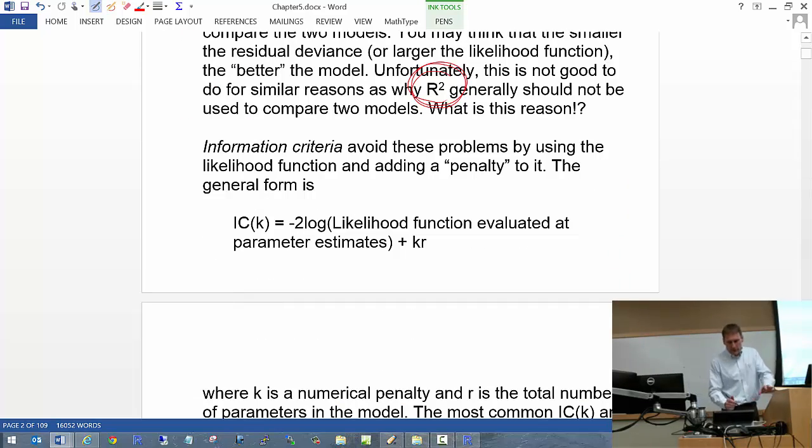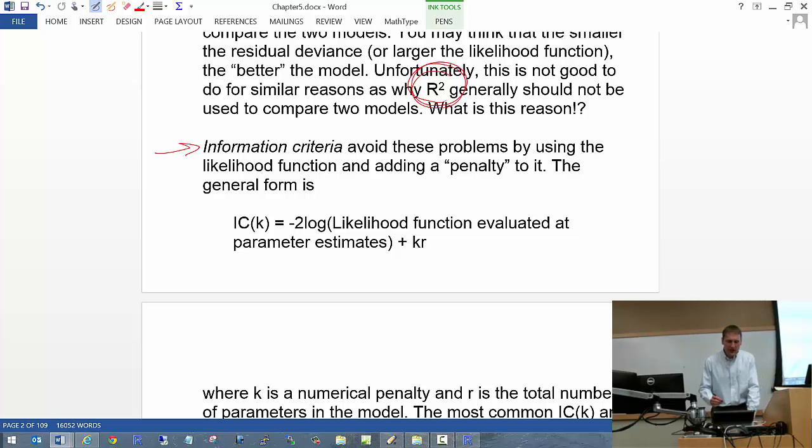So then, what's better to use are these things called information criteria. Basically, you look at the likelihood function, and again, the larger the likelihood function, the better, you would say. But you also attach a penalty to it for having too many variables. That way, it counteracts adding nonsense variables. So, what was the fix to the R squared? The adjusted R squared. Well, this is kind of like an adjusted R squared, though not exactly.